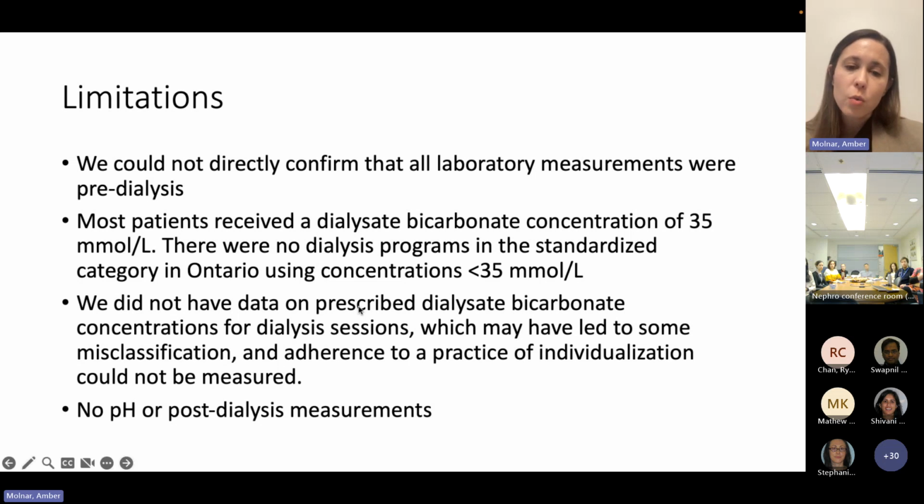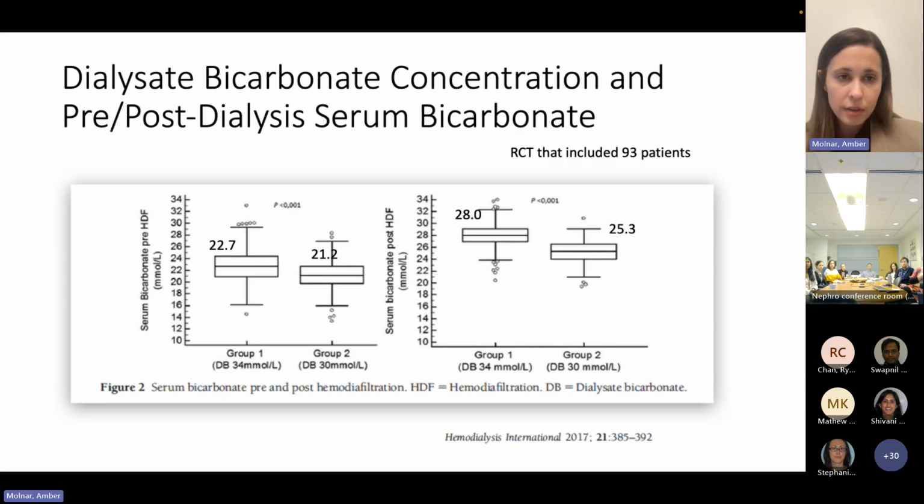And we don't actually know what the prescribed dialysate bicarbonate was for each dialysis session. We only inferred this indirectly based on our survey data. And then we did not have access to pH measurements or post-dialysis measurements. We don't routinely measure post-dialysis bicarb or pH. So what is the impact on the post-dialysis measures of serum bicarbonate and pH?